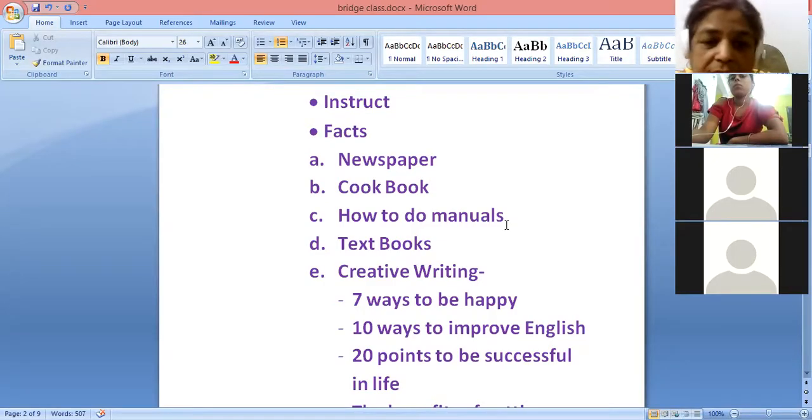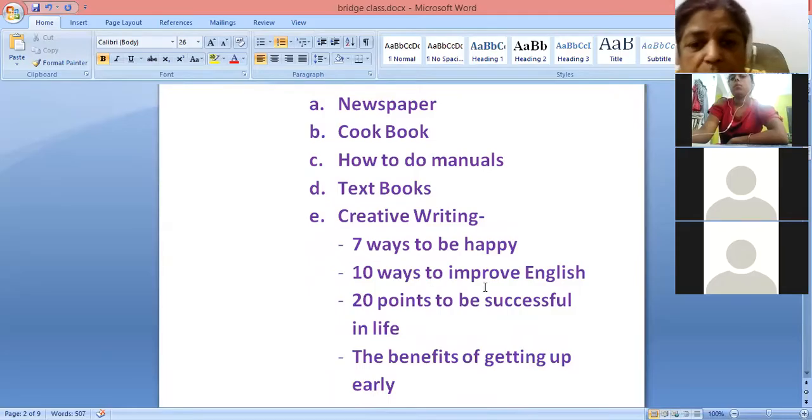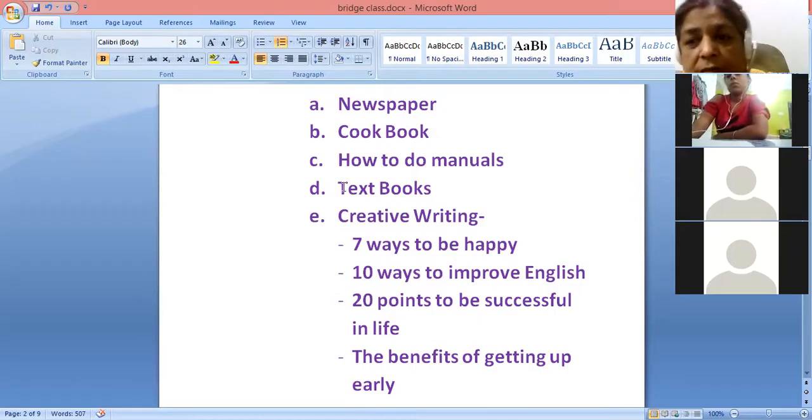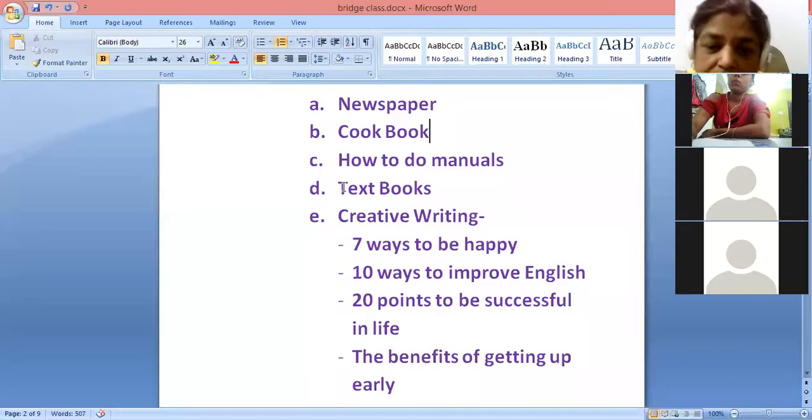And then there's another creative style of writing, like how to be happy, how to fight depression, what are the 10 ways to improve English, what are the 20 points to, आप 20 से आप कम भी कर सकते हैं. The number is entirely yours. You can choose a 5-point program, 3-point program, right? It is entirely up to you. 7 को आप 3 कर सकते हैं, 10 को आप 15 कर सकते हैं, 20 को आप 30 बना सकते हैं.